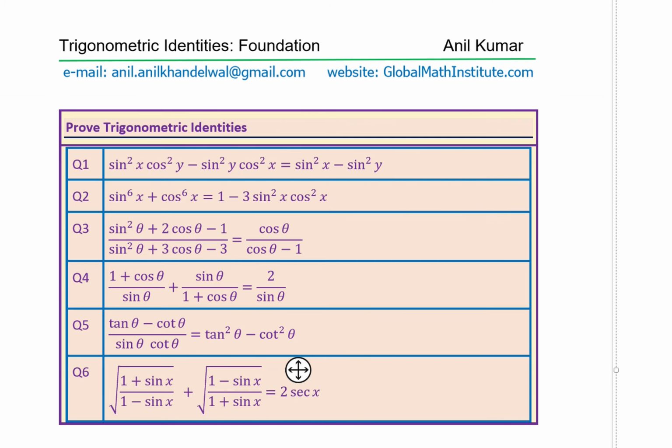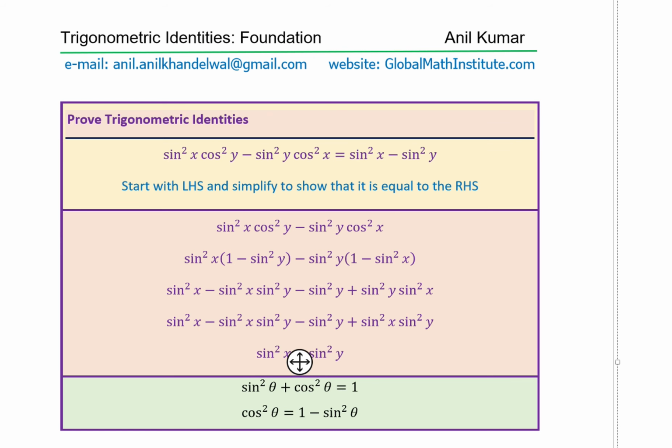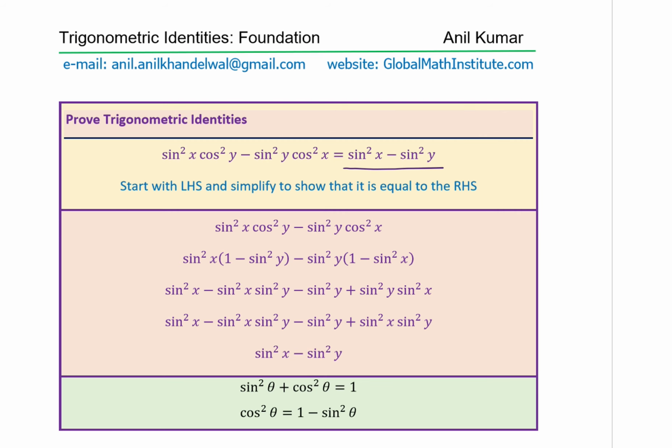Okay. Let's begin with the very first one, which is sine square x plus cos square y minus sine square y cos square x equals sine square x minus sine square y. Look at the right hand side. Now it's very important to understand from where to where, right? So what do you need to do? You're looking at the right hand side, what you need to prove, right? So the question here is what you need to prove, correct?